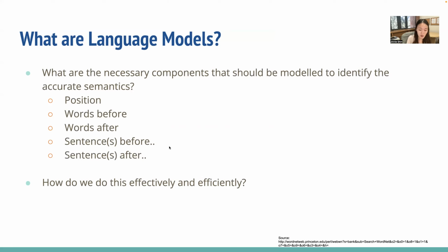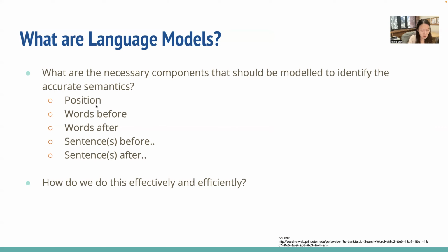So how do we actually model these components effectively and efficiently in a language model? Because it seems like a very difficult task even for humans. It's a challenge that involves both linguistic insight and advanced computation techniques. So let's take a look at the components in more detail.